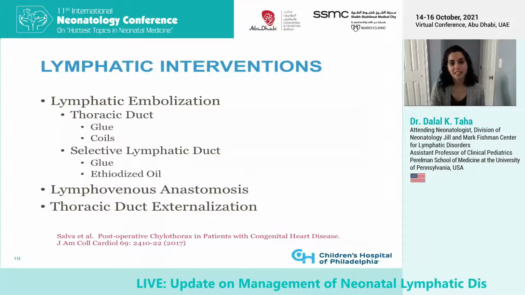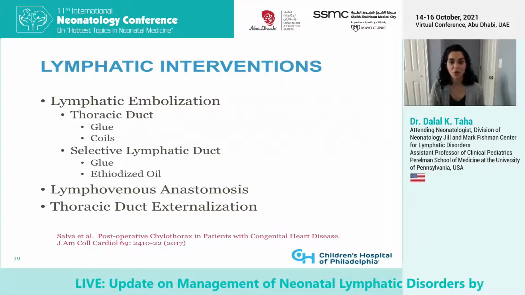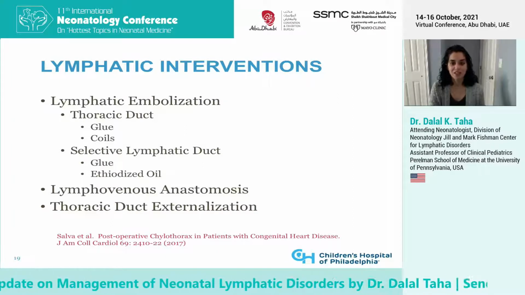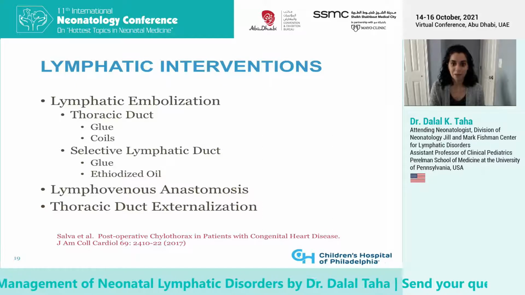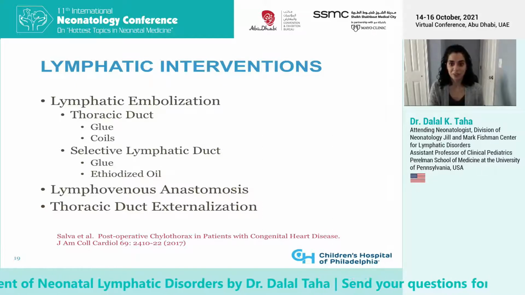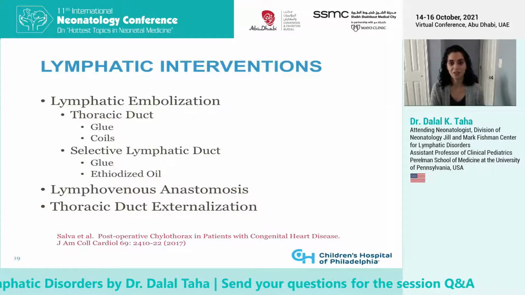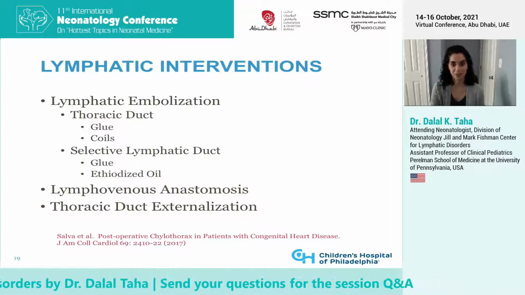So once we visualize the disruption of the lymphatic system with one of the imaging techniques I described, we can determine if any intervention is the next best step. So I will review lymphatic embolization, specifically oil injection, as well as lymphovenous anastomosis and thoracic duct externalization.